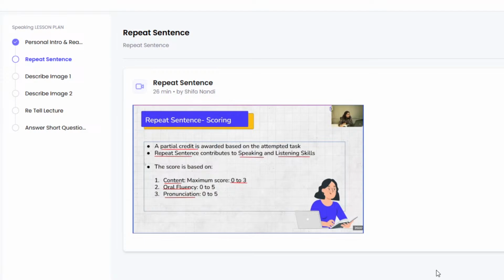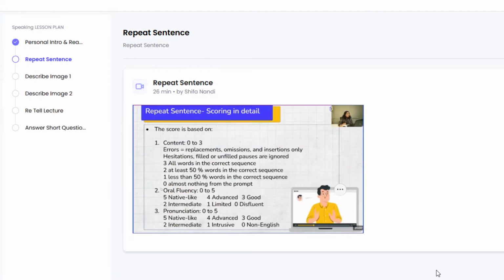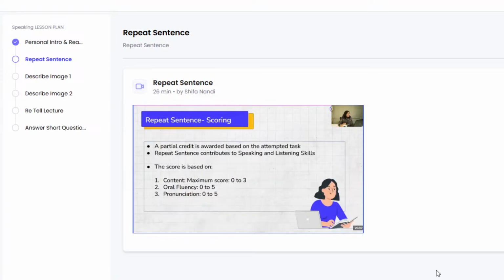Now that we have understood the scoring, we are going to look at some strategies that can help you to deal with this question type. So let's understand the scoring for this question type so that you can incorporate all the skills that you are being tested on in order to get the maximum score. Remember, students, that you get a partial credit based on the task that you attempt, and repeat sentence contributes to your speaking and listening skills.